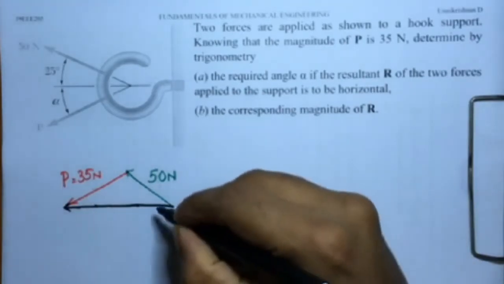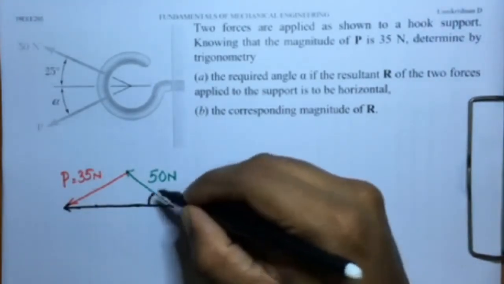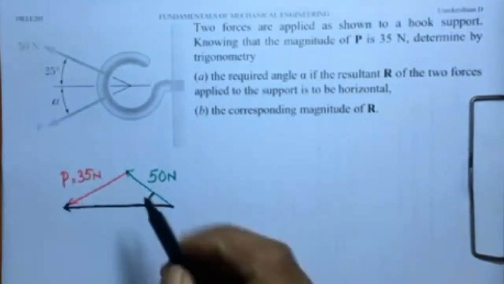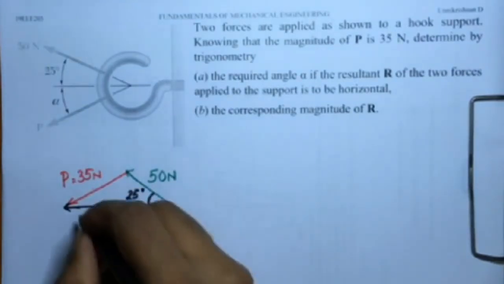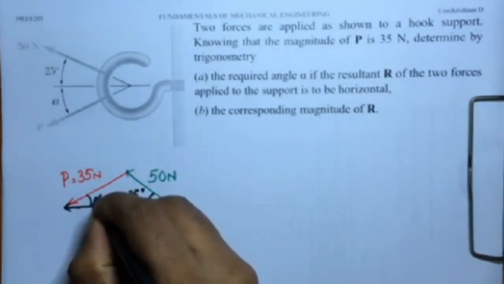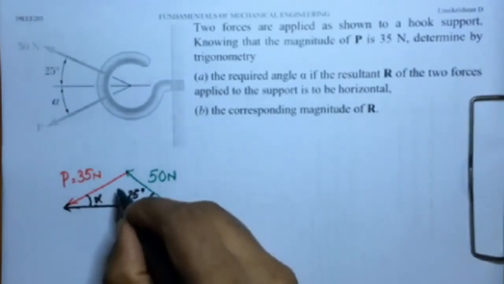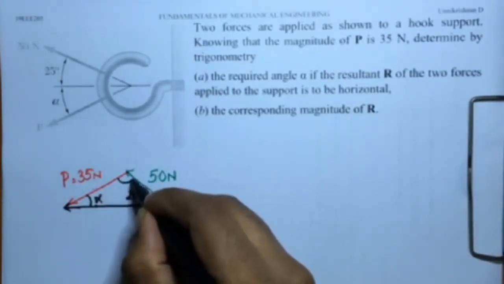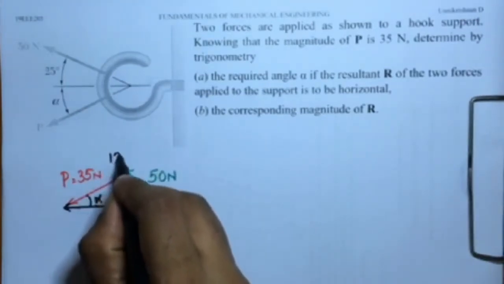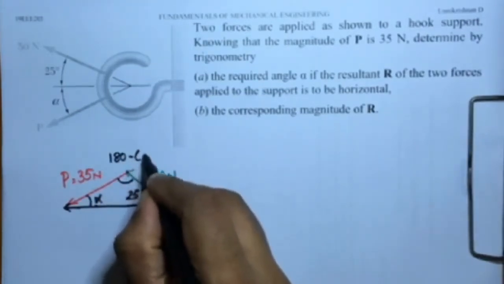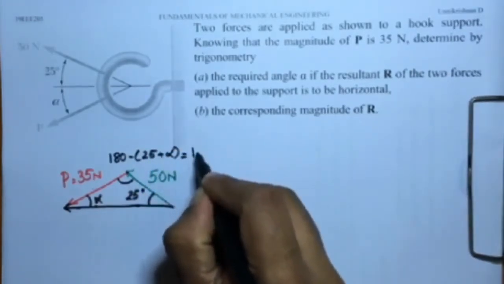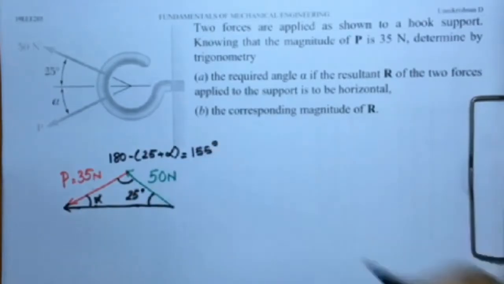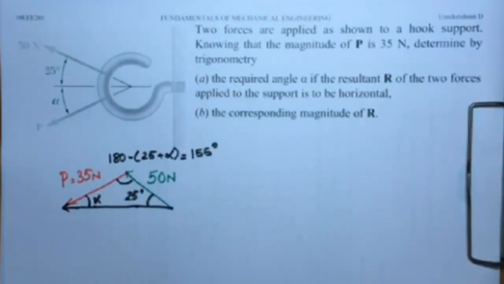If you see here, we have to note the angles. This angle is already given here as 25 degrees, and this angle will be alpha. So, the remaining angle would be 180 minus 25 plus alpha, which turns out to be 155 degrees minus alpha. I have my angles. Now, all that I have to do is apply the sine law.